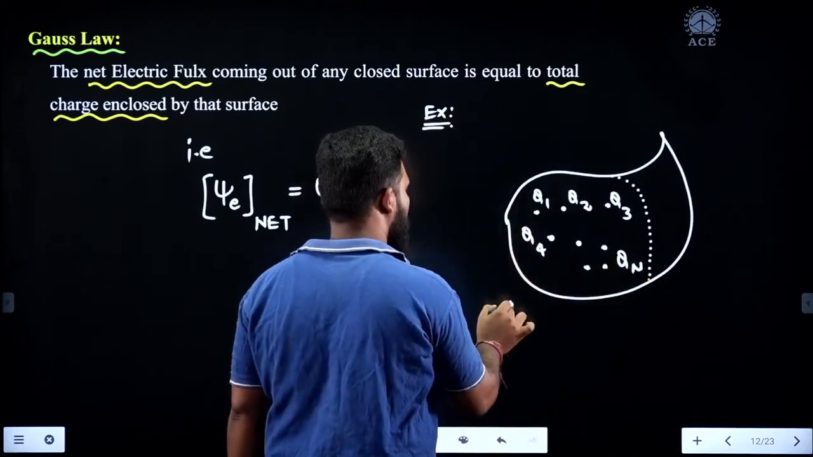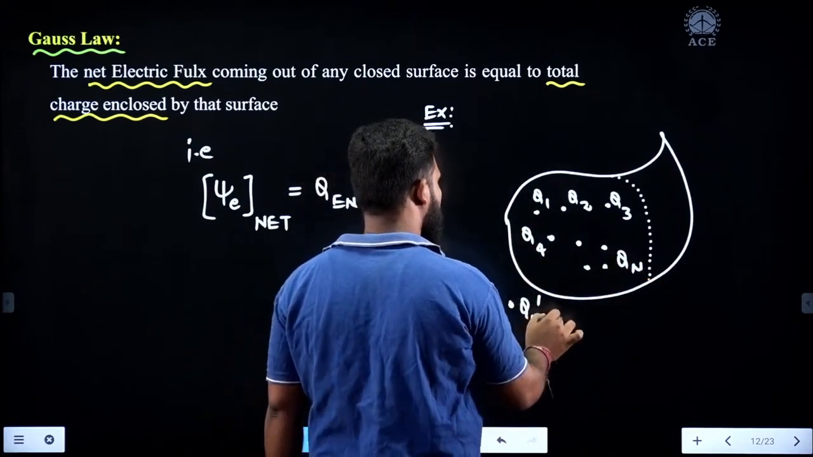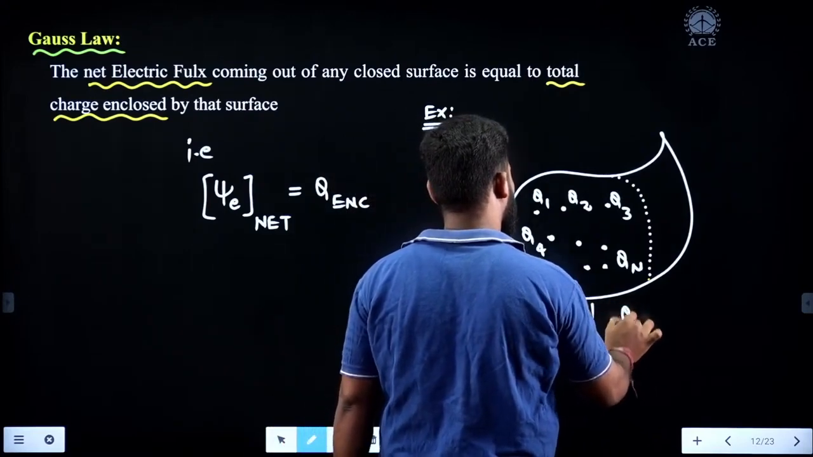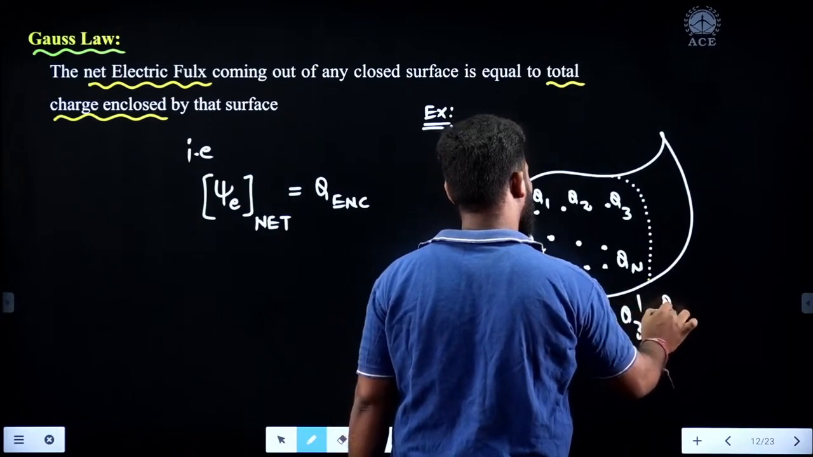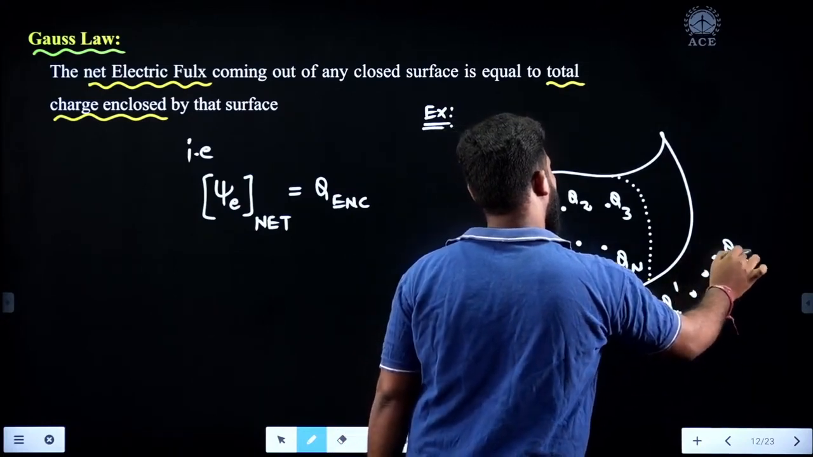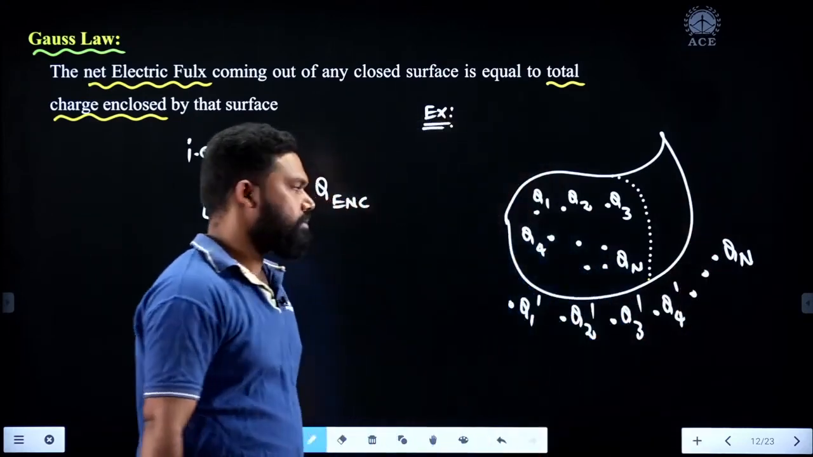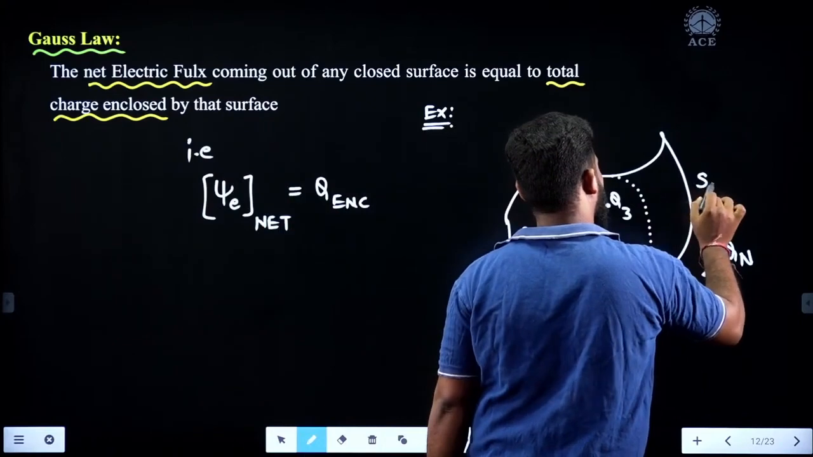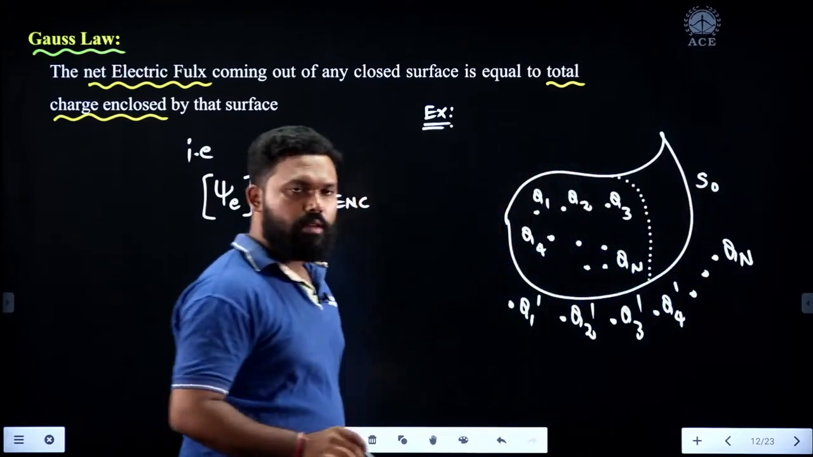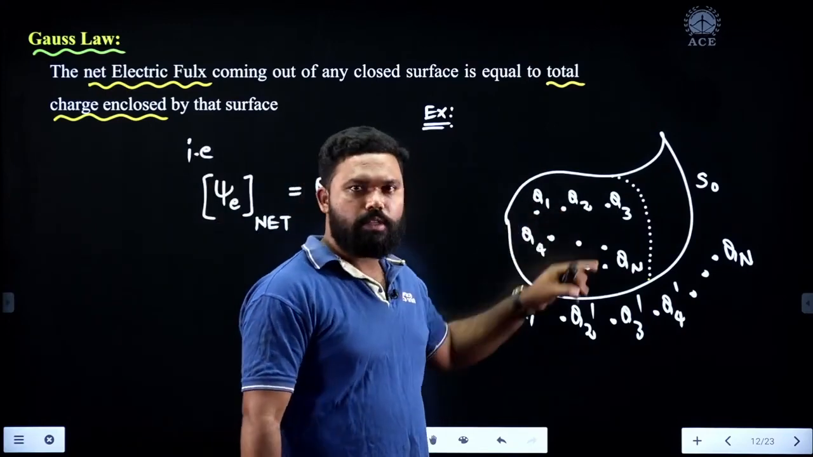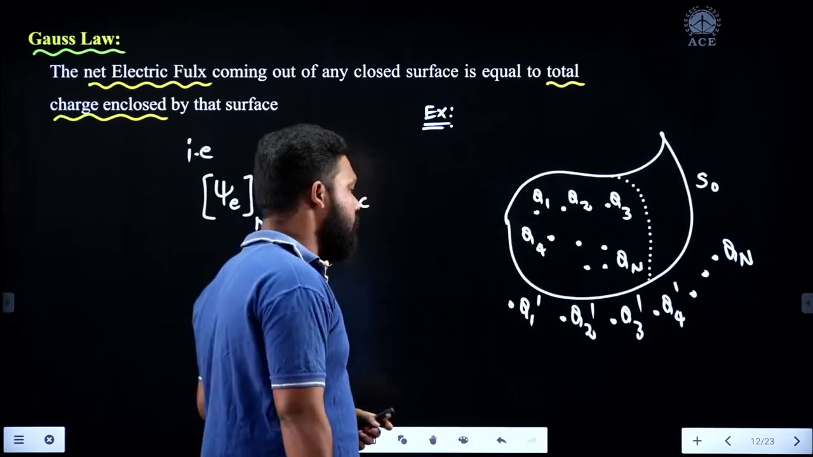What are they? Q1 dash, Q2 dash, Q3 dash, Q4 dash, and so on up to Qn dash. Clear? Let us take this surface S0. Now, what is the net electric flux coming from the S0 surface according to the Gauss law?